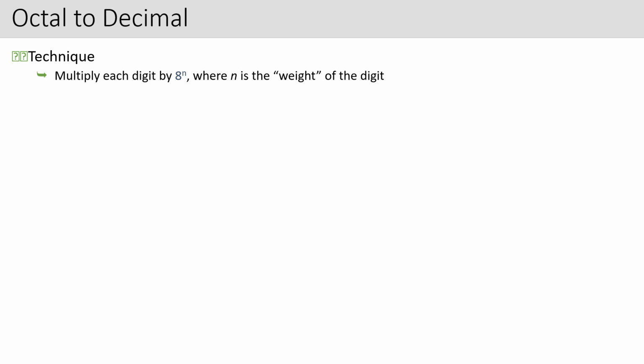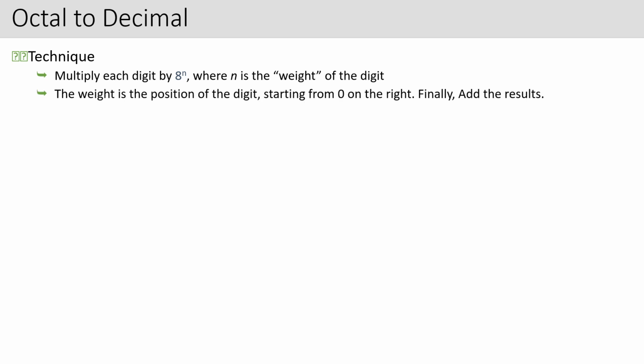So here, to convert octal to decimal, you will multiply each digit by 8 to the power of its weight. The weight is the position of the digit. You again start from 0 on the right, and finally you add the results. So let us take the same example, for example, 524 to the base 8. I want to convert it to decimal. So what will I do? Here you see how many digits are there? 3. You have to start from 0.